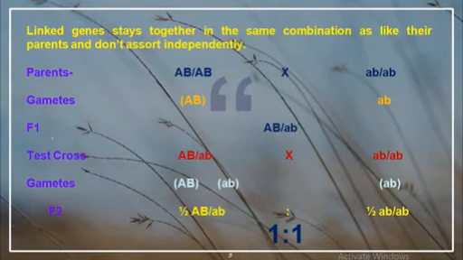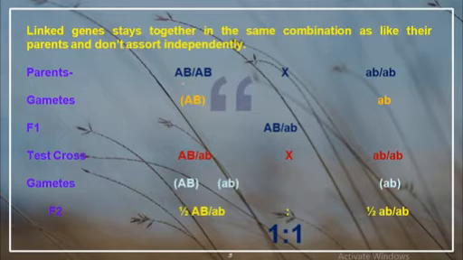Now we will discuss how these linked genes are inherited. These linked genes stay together in the same combination as their parents and don't assort independently. So linked genes will not assort independently.